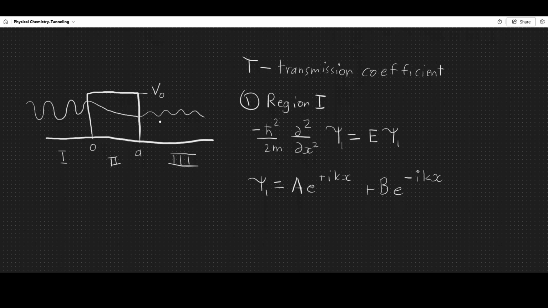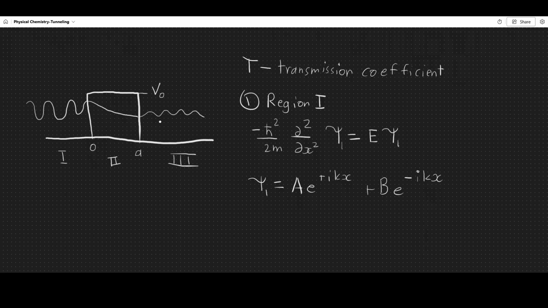You can think about the positive one as the wave going into the box, and the minus term as the wave that is being reflected, going away from the box. Because the fact of the matter is not all the particles will be able to transmit through. And so we just want to represent all of that.